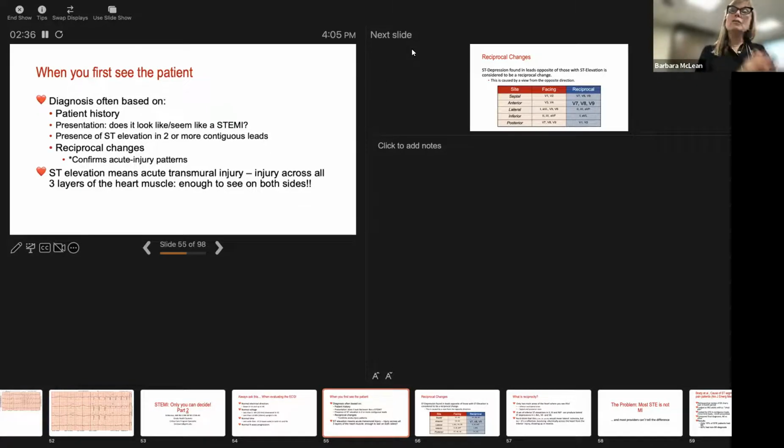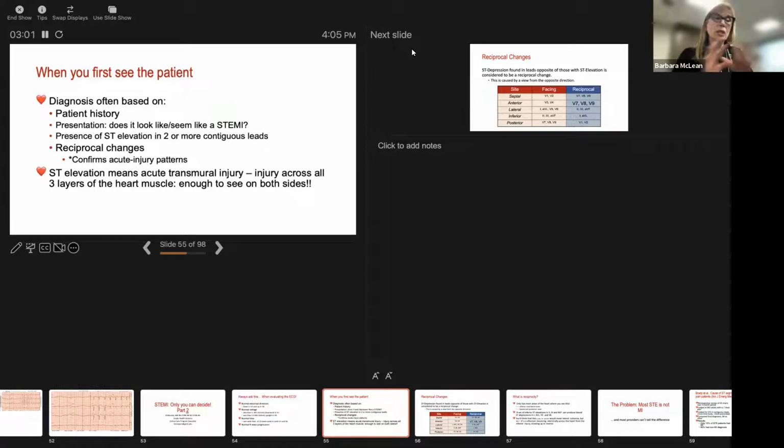It's got to be in at least 2 leads. It can't be in only 1 lead. It's not meaningful if you only see it in 1 lead. And you have to see it in 2 leads that look at a surface area of the heart. And step number 4, is it big enough to create electrical changes that are seen in a mirror image on the opposite side of the heart? And that is known as reciprocal change.